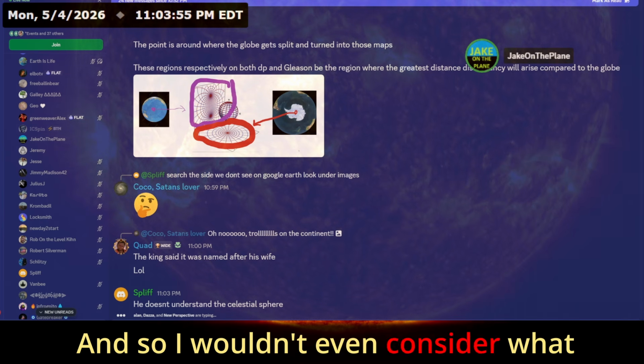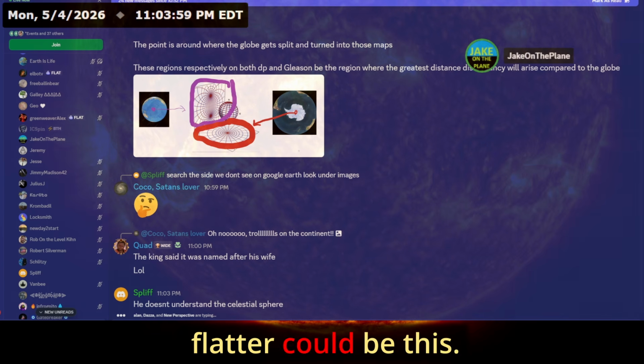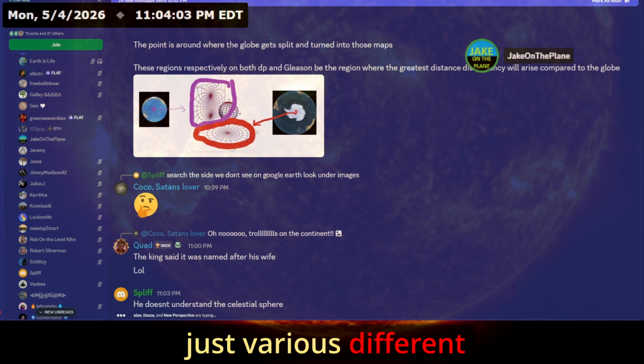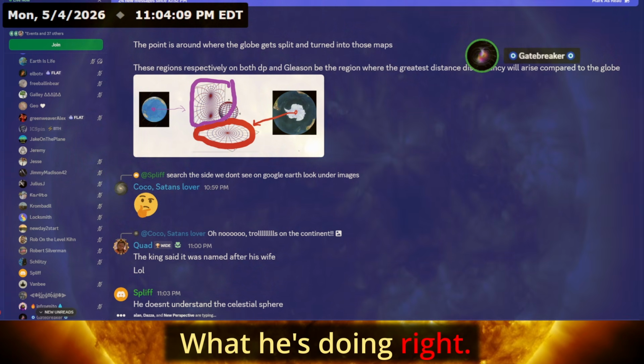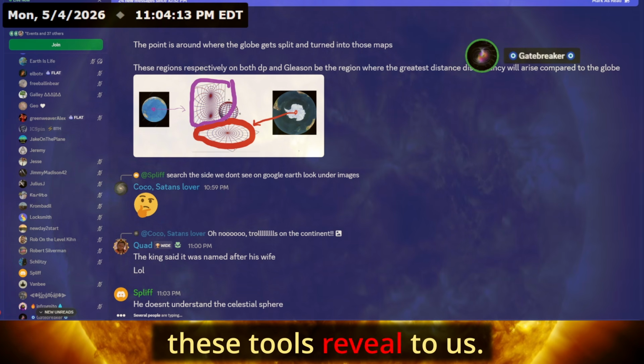And so I wouldn't even consider what Shane did as, oh, these are a few different models that we figured out that maybe the flat Earth could be this. And he's not claiming that, because we asked him that. He's just saying these are various different projections of the globe WGS 84. What he's doing is right, and what you're saying is right. This is what these tools reveal to us.